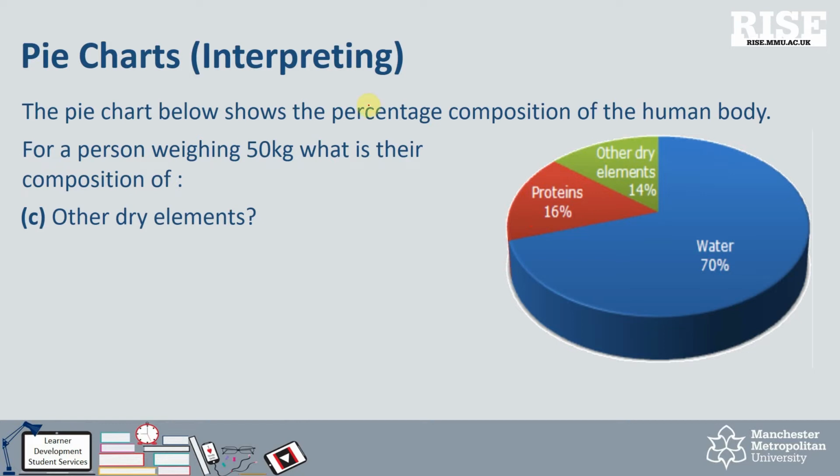And finally, the other dry elements we can see from the pie chart is 14%. So I need to find 14% of 50 kilograms. Changing the percentage to a decimal is 0.14, and timesing that by 50 would give me the dry element weight of 7 kilograms.